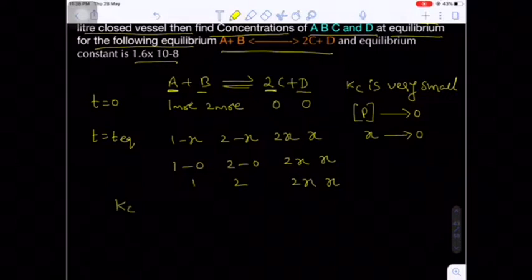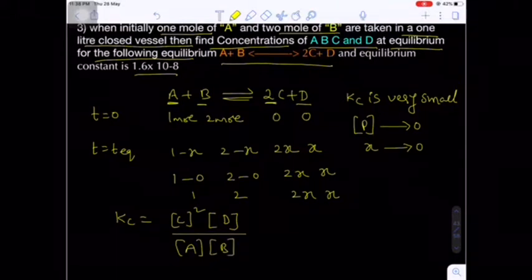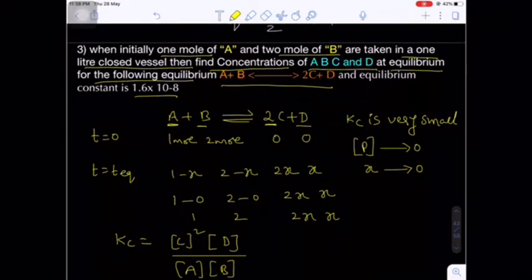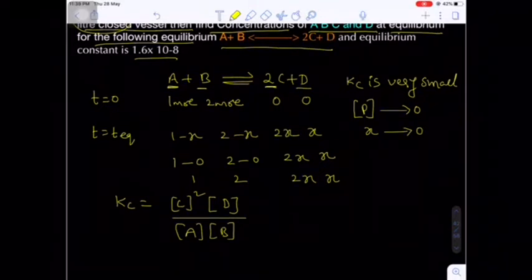Now what is the Kc expression here? Concentration of C whole square, concentration of D, whole divided by concentration of A and concentration of B. Are you getting my point? Now here the volume of the container is given as how many liters? 1 liter. So if you divide the total moles by 1, you will get the concentration. So there is no need to divide by the volume, because the volume is unit volume. Are you getting my point?